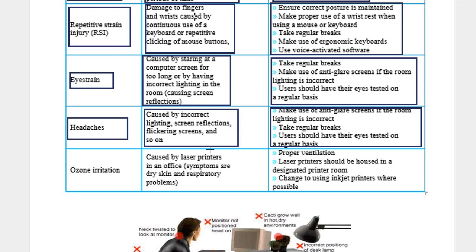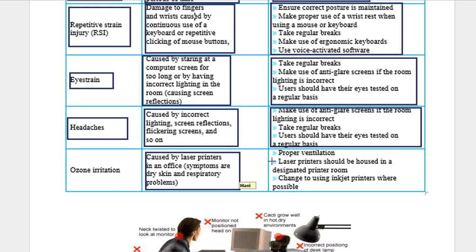The last one we have, when we are using laser printers in our office, we may see some problems in our skin. It means that maybe redness, or let's say some type of skin problem, or sometimes respiratory problems. By respiratory, it means that we have some problem in breathing, taking the air in and taking the air out, you know. These respiratory, or let's say breathing, problems can be caused by laser printers.